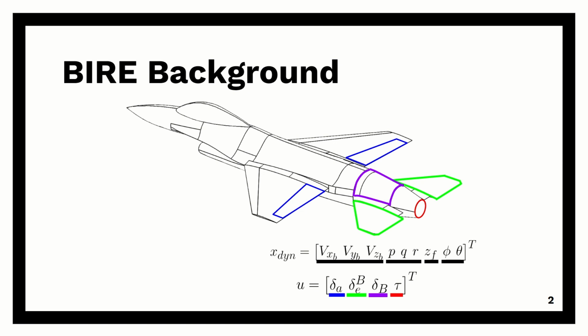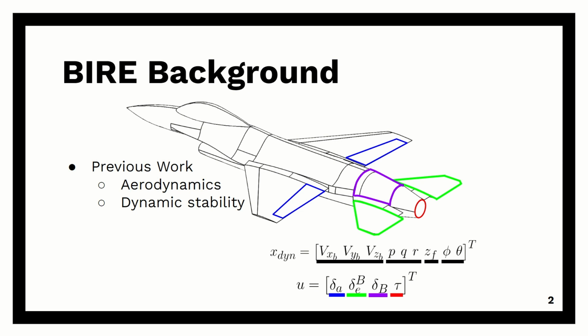So there's the ailerons in blue, the stabilators in green, the rotating tail in purple, and then the throttle setting in red. Now, previous work has looked at studying the aerodynamics of this vehicle, as well as the dynamic stability, as well as the structural design, how we would make this rotating tail on a pre-existing statically unstable fighter aircraft. And this work is just adding to that body of studies some preliminary control analysis on a linear controller to stabilize the aircraft due to some disturbance.